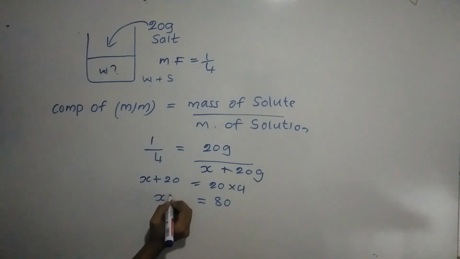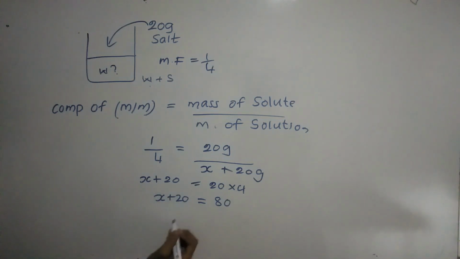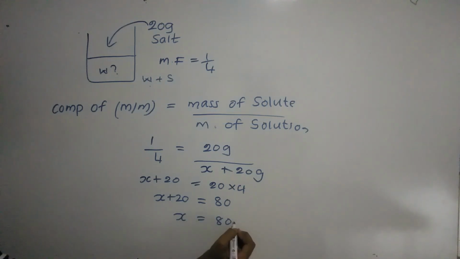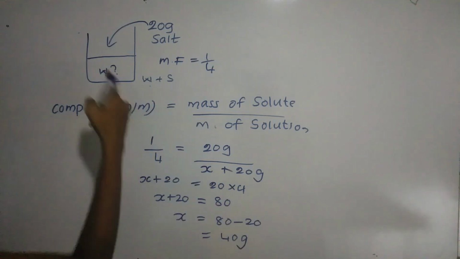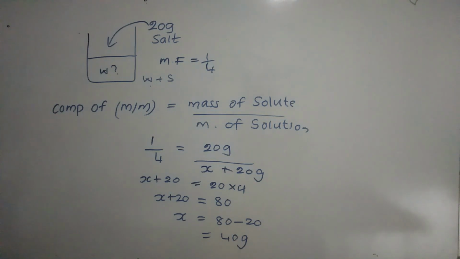X plus 20 equals 80. Then X equals 80 minus 20. X equals 40 grams. The mass of water is 40 grams.